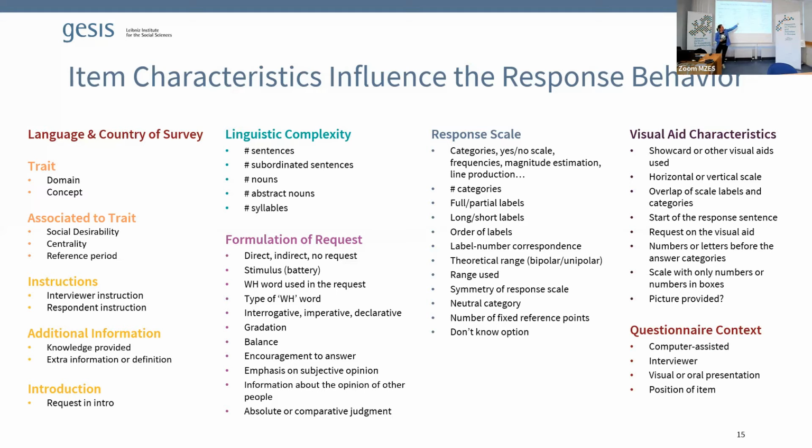And then there's these things that refer to whenever the participant actually sees the question, such as in a web survey or in a paper and pencil questionnaire, that relate to the visual stimulus that the person gets. So, for example, receiving the scale horizontally or vertically. Maybe there's also a picture. Maybe there are values next to the scale label and so on, and how do they correspond maybe to the content of the labels. And then there's also the questionnaire context. Is there an interviewer present or not? That all might have an influence on the response behavior.